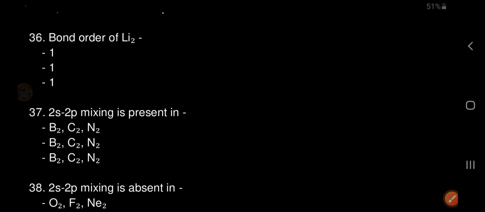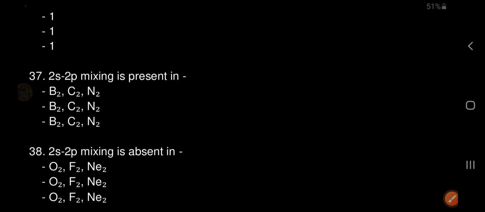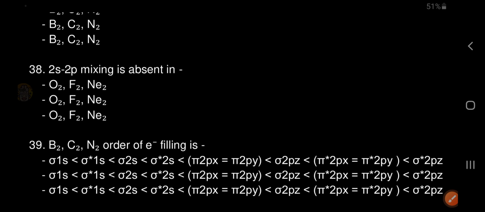Bond order of Li2 is 1. 2s-2p mixing is present in B2, C2, N2. 2s-2p mixing is absent in O2, F2, Ne2.